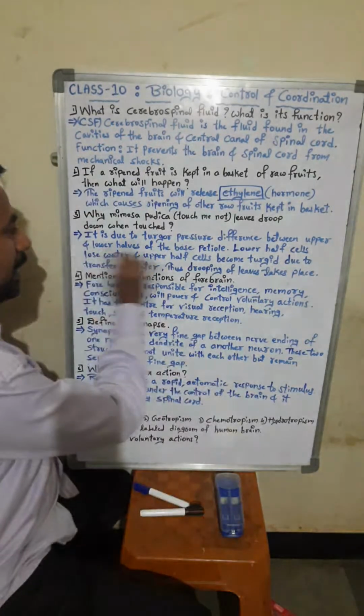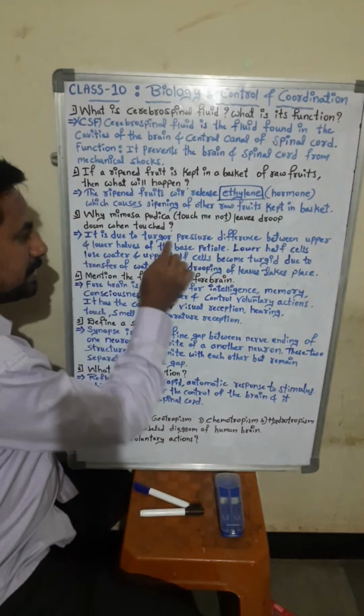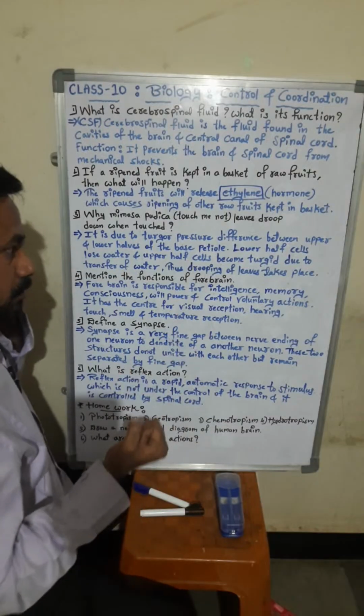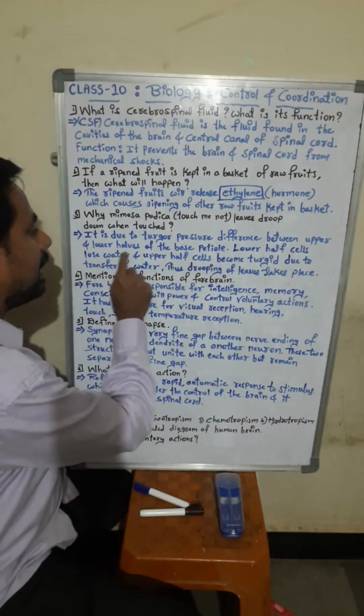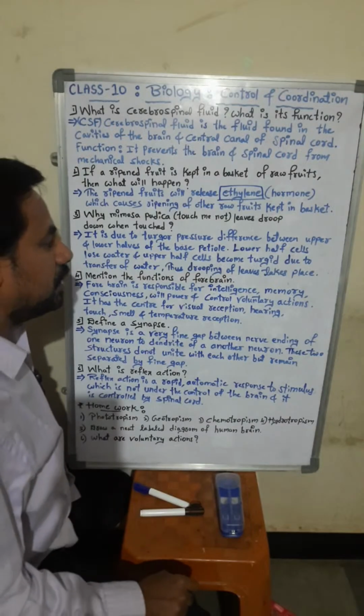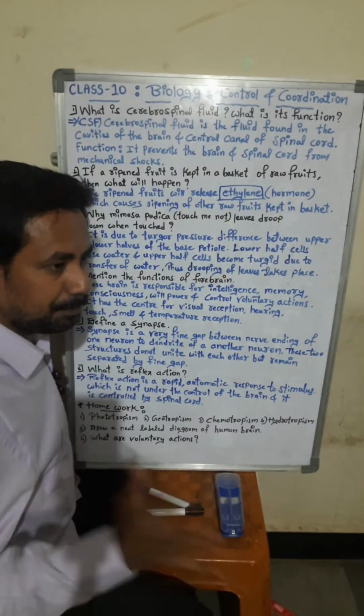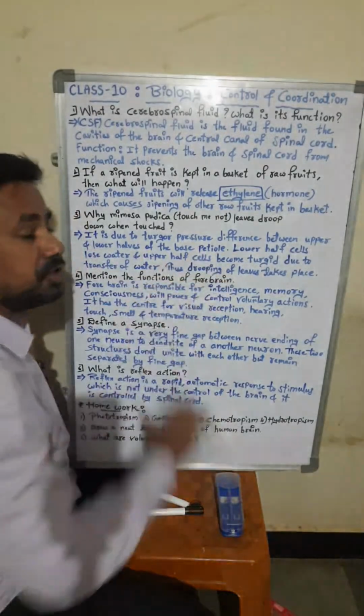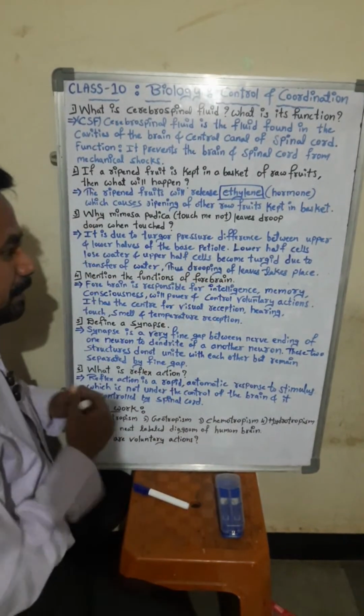Okay, so why it happens, students? Because it is due to the turgor pressure difference between upper and lower halves of the base petiole. Turgor pressure will be occurring. What does petiole mean?